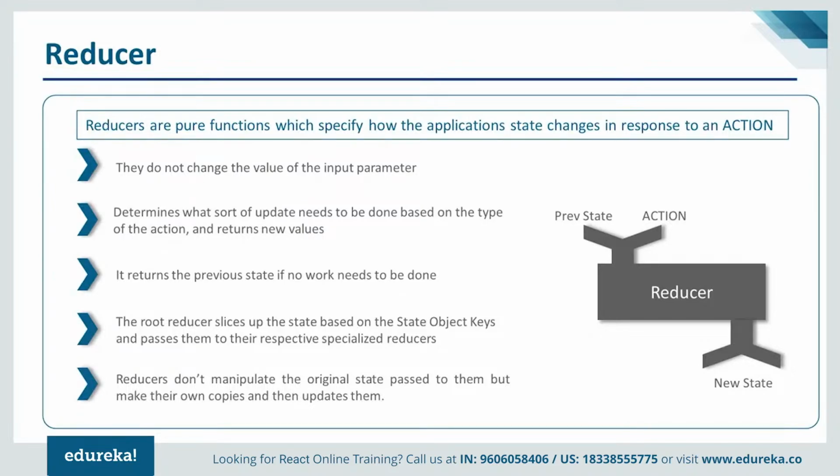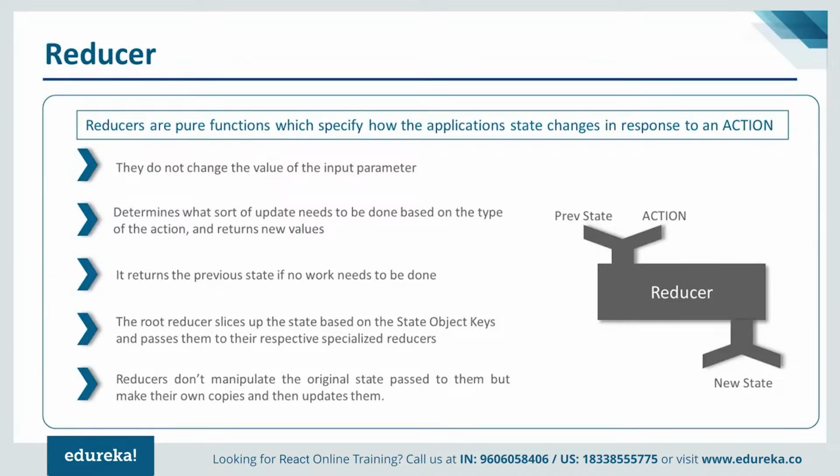I just want to mention one point over here. Please remember, for Redux, we always say you need to have one store, but you can have multiple reducers. You can have multiple reducers, but you cannot have multiple stores. The store will always be single, and reducers can be multiple. But in those multiple reducers, there needs to be a root reducer. The root reducer slices up the state based on the state object keys and passes them to their respective specialized reducers.